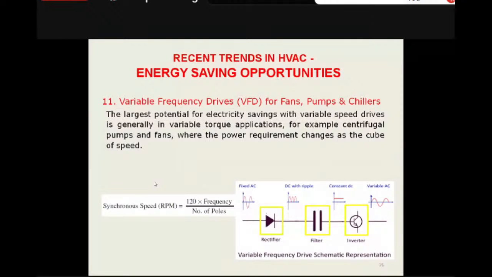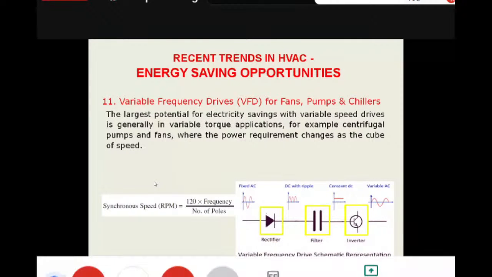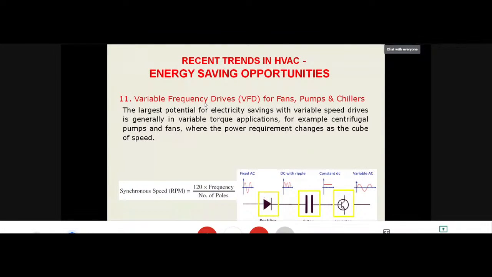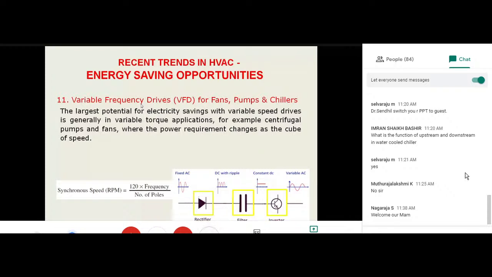Now on the electrical part, as I said earlier, VFD, variable frequency drives. The name says it: varying the frequencies. In India, we have an electrical power supply of 50 hertz. Our aim is, by changing the frequency of the AC current, to change or reduce the speed so that we can save the energy.